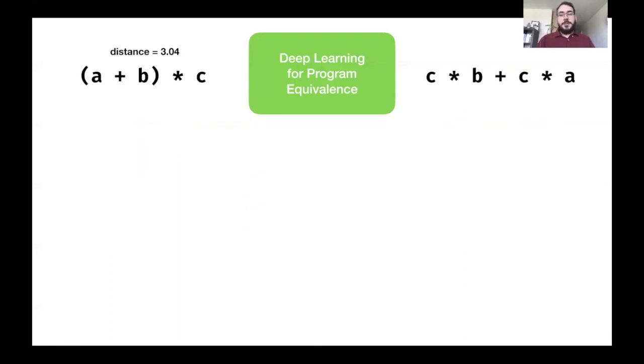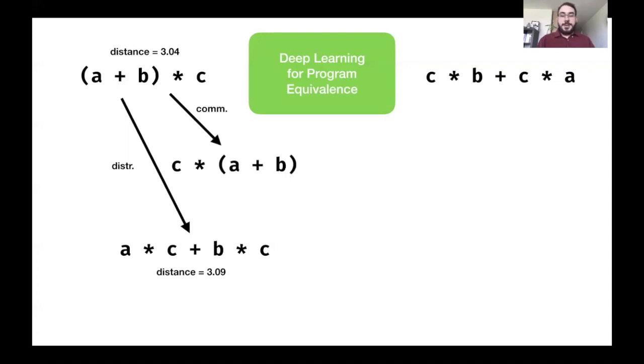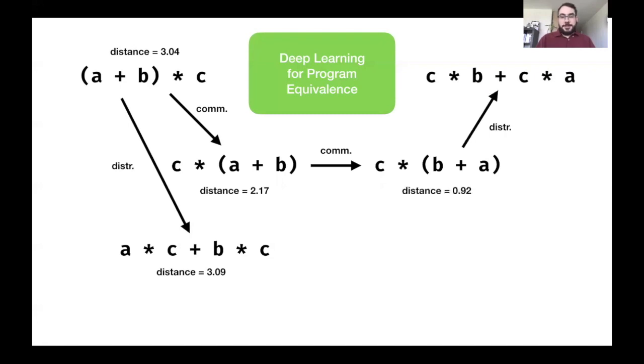So how do we use this information? Well, first we say the distance between the source and the target is 3.04 here. And if we apply distributivity, we then feed this expression and the target into the network, and we get a distance of 3.09. So we haven't improved the situation. Let's try some other transformation first, for instance commutativity. And here we see that the situation improved because the distance is shorter, and so on, up until we get to the target.